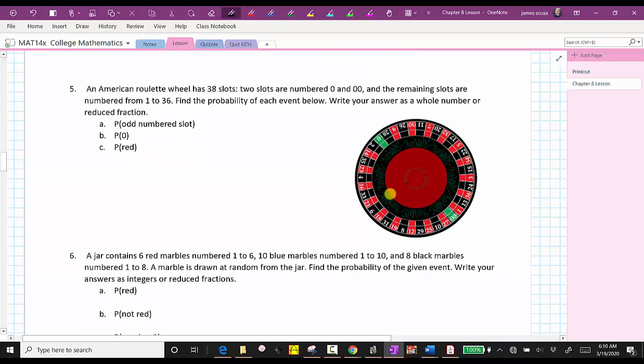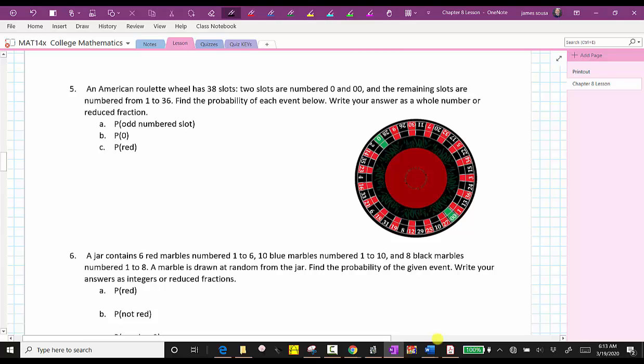Number 5 deals with an American roulette wheel with 38 slots. So what happens is, at a casino, this spins around, a single ball bounces around, and then when the wheel slows, the ball lands on one of these slots. So again, we have 38 slots. 2 of them are 0 and 00, both green. The remaining slots are numbered from 1 through 36. Half are red and half are black. So we want to find the probability the ball lands on an odd numbered slot.